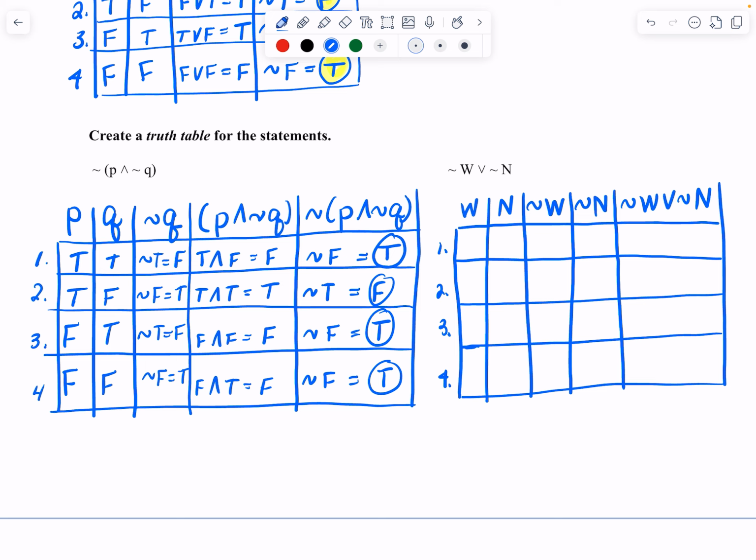All right, so W, it's going to be true, true, false, false, always. N is true, false, true, false.